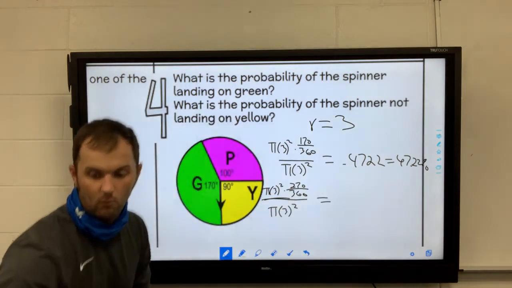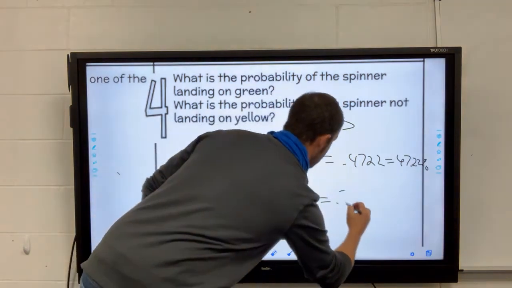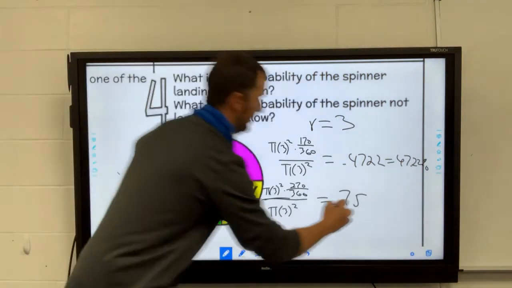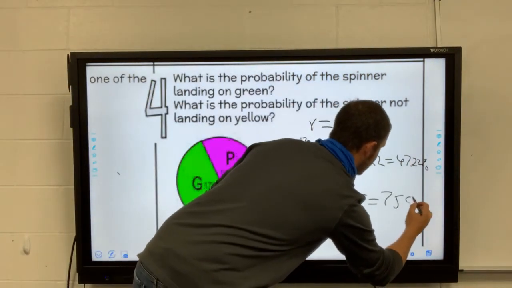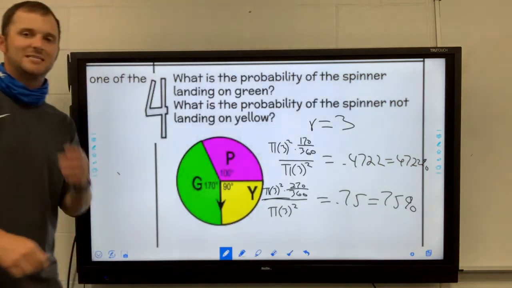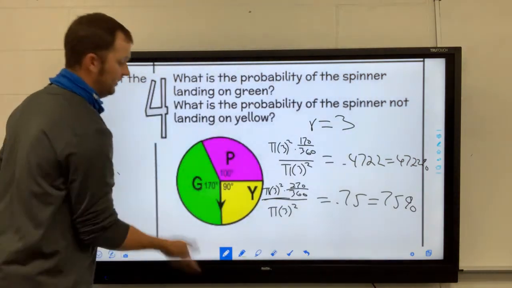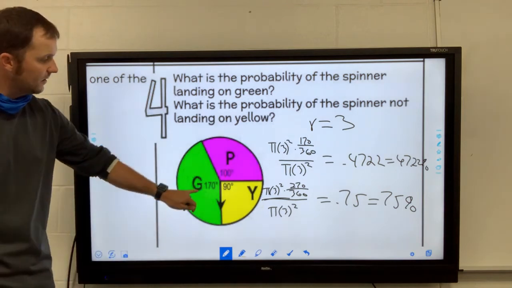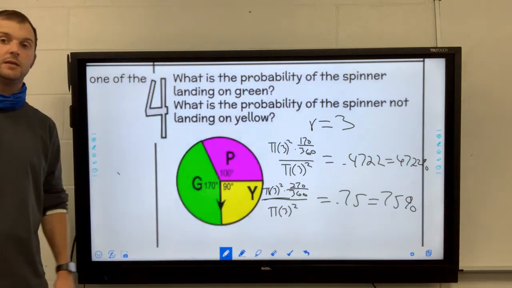So right now, whenever I work that out, that's going to give me 0.75, which in turn is going to give me 75%. So that means there is a 75% chance that when I spin this spinner, it's either going to land on green or purple, not yellow, okay?